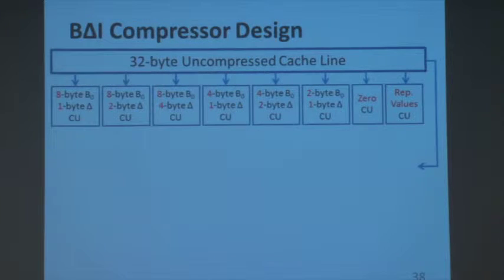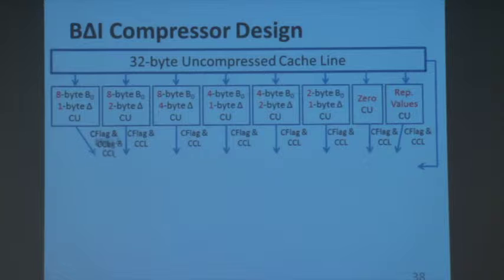What does it mean? It means that we are guessing for that cache line that values are 8 bytes, and a good space for the offset is just 1 byte. But we also try 2 and 4 in parallel. So we will try all of them in parallel. And all of them return some information: whether the cache line is compressible, a compression flag, and the compressed cache line, if it's compressible.